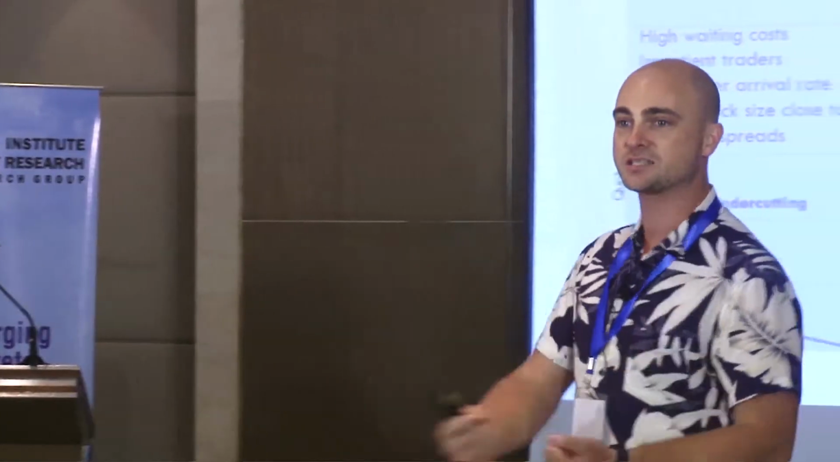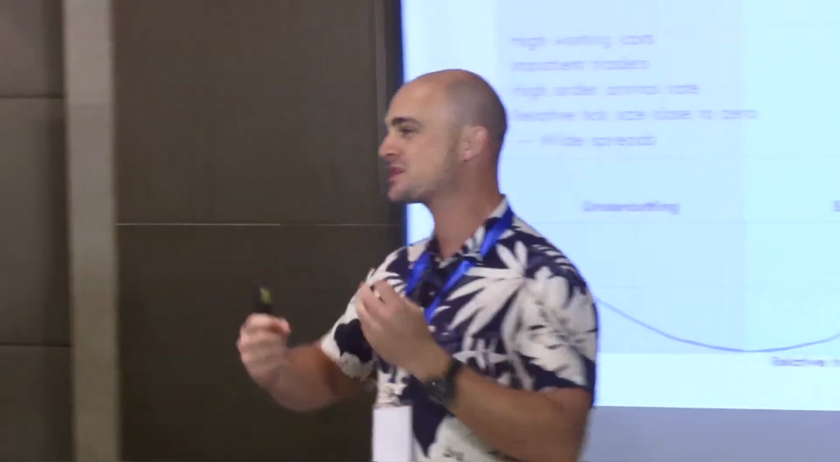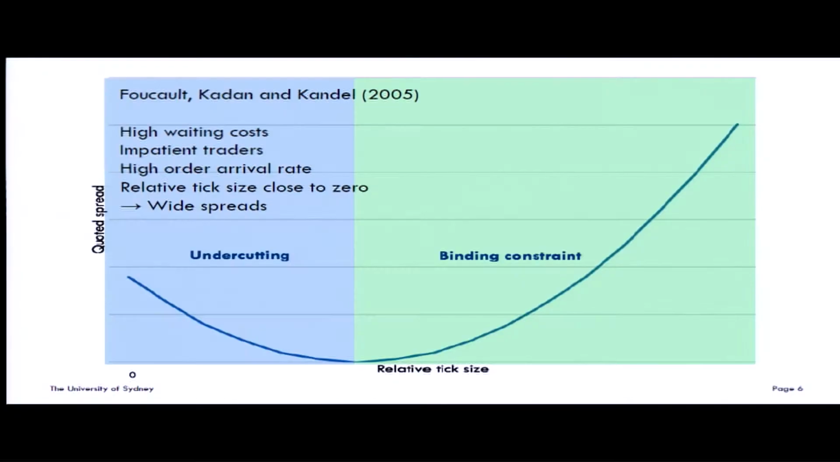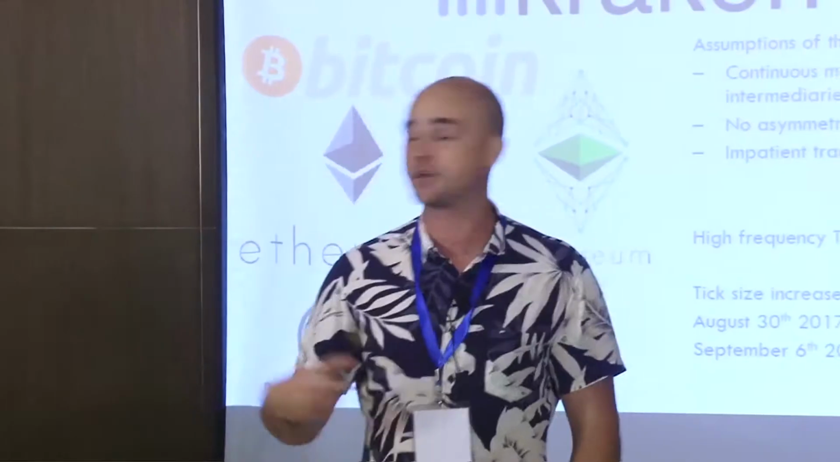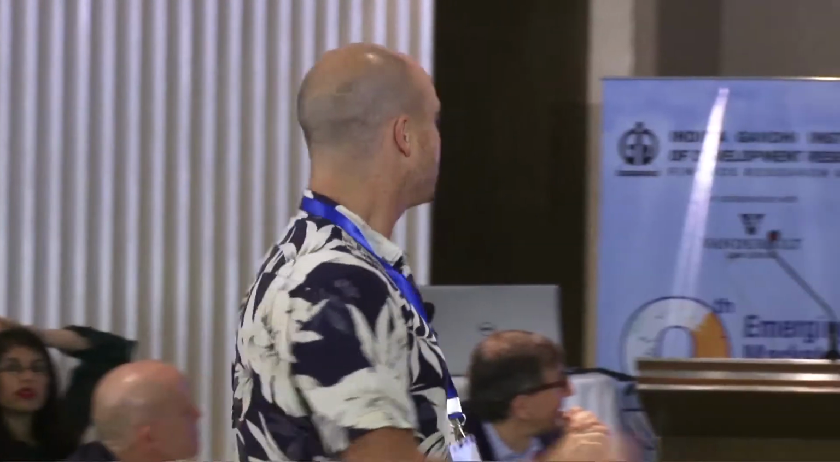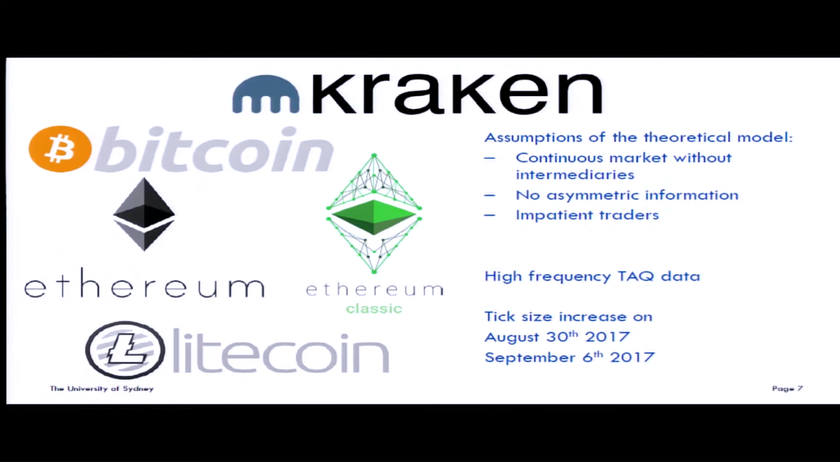We have this nice little laboratory where we can look at something where the tick size is so small that we can observe this conduct. So we look at a cryptocurrency exchange called Kraken. They are trading many different cryptocurrencies, so Bitcoin, Ethereum, Litecoin, ETH Classic, and then they trade to USD as the fiat currency pair. So we look at a variety of these currency pairs.